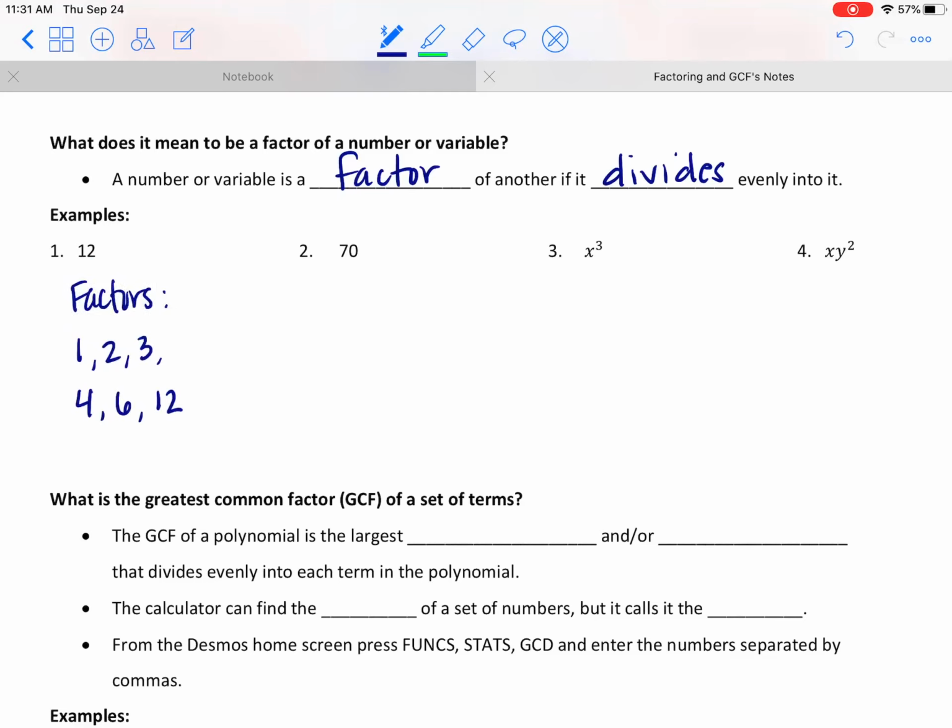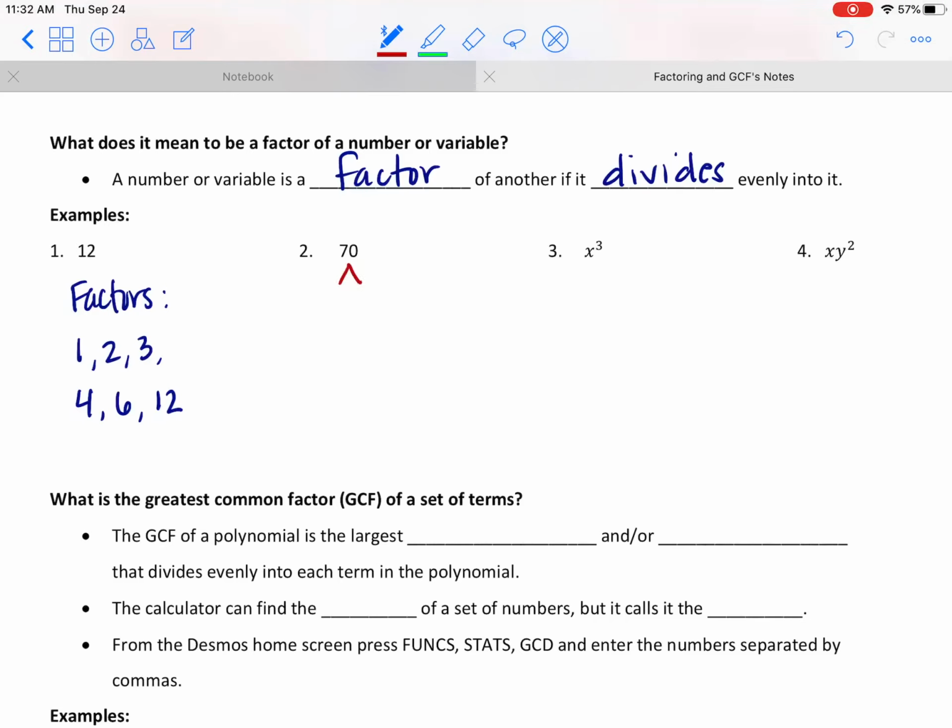The factors include 1, 2, 3, 4, 6, and 12. Okay, now if it's a bigger number, like 70, do you think you could as easily tell me, just in a list there, what all the factors of 70 were? I mean, maybe. It's possible that you miss a few, but the reason I ask is because I want you to be aware of a process to find all the factors if you can't just see them or list them out. So what is the process that we use to find all the factors if I can't just make a list off the top of my head?